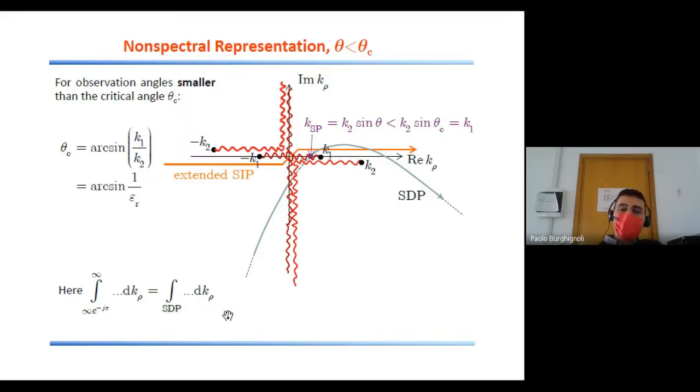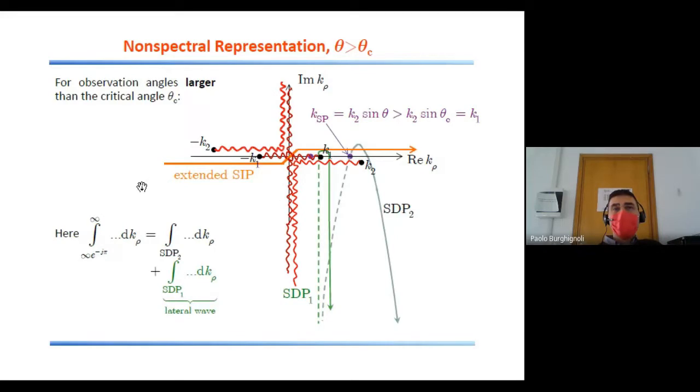And now you would perform the usual asymptotic evaluation to find the dominant asymptotic contribution associated with the saddle point. However, if you consider observation angles larger than the critical angle, now this means that the saddle point, which is again k2 times sine theta, is larger than k2 times sine theta critical. So this is larger than k1. And in fact, as you can see now, this saddle point is on the right of k1, but always on the left of k2. So in this case, the steepest descent path is narrower, has this shape here.